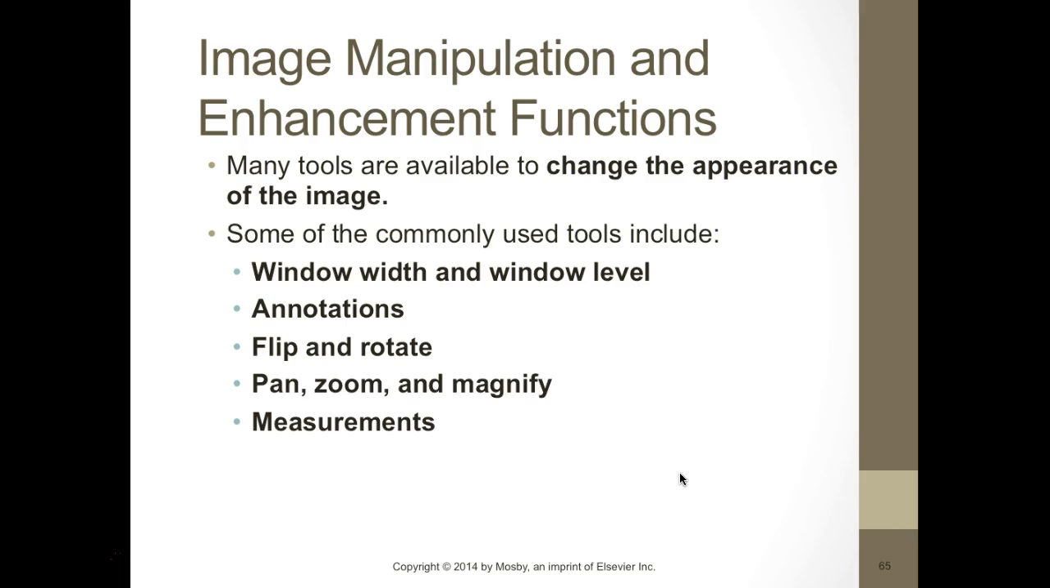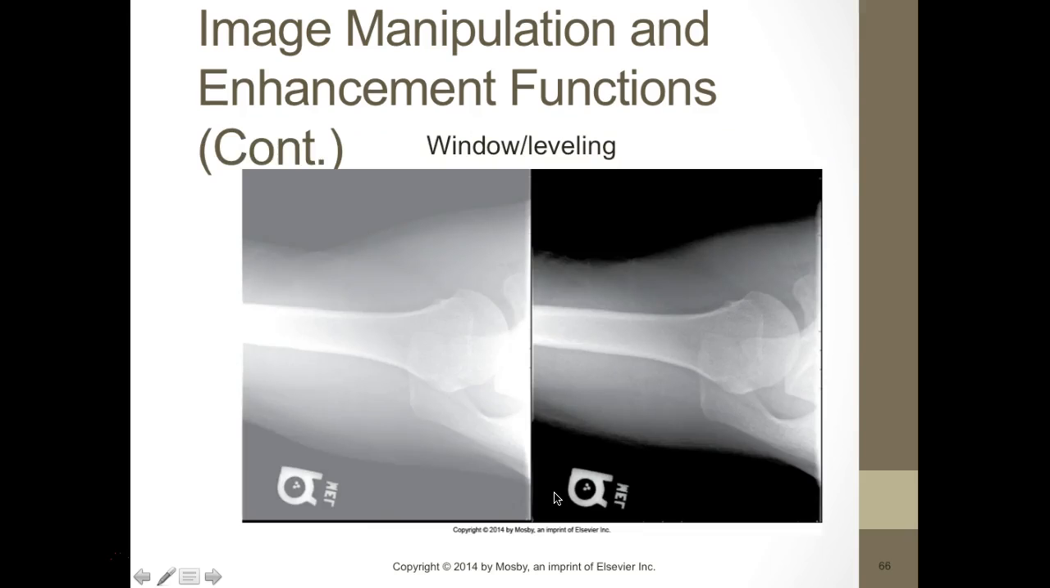Image manipulation enhancement functions. Many tools are available to change the appearance of the image. The common ones are window width and window level. There's annotation, flip, rotate, pan, zoom, and magnify, and measurements. You're probably familiar with a lot of these. You probably don't ever work with the measurements, but I'm going to show you what it is.